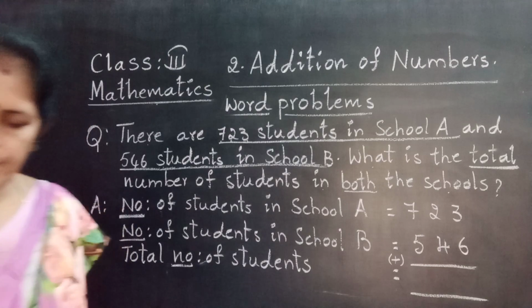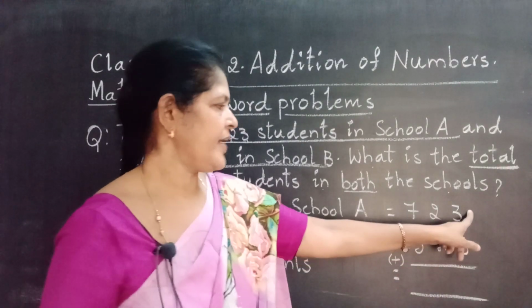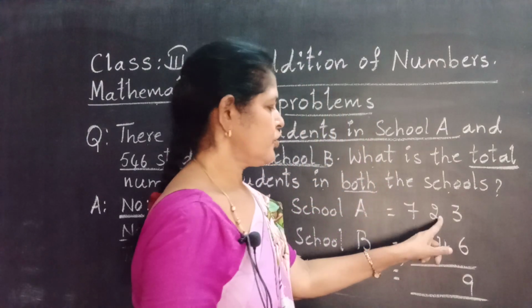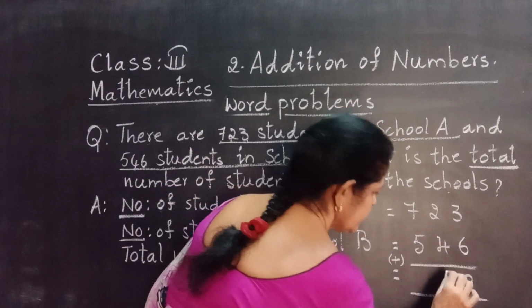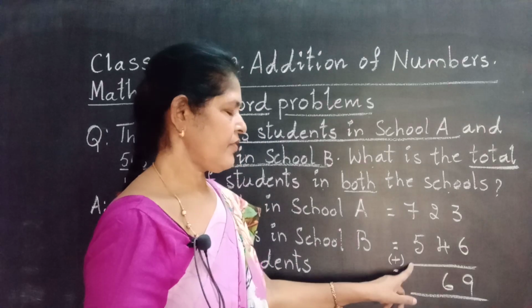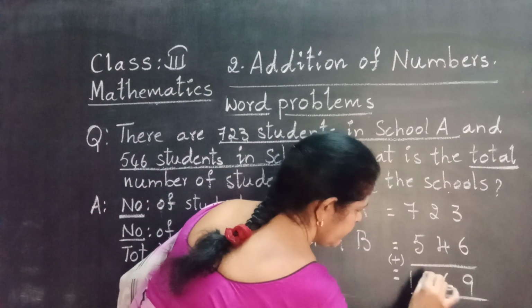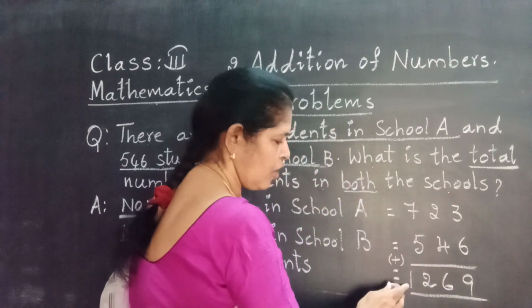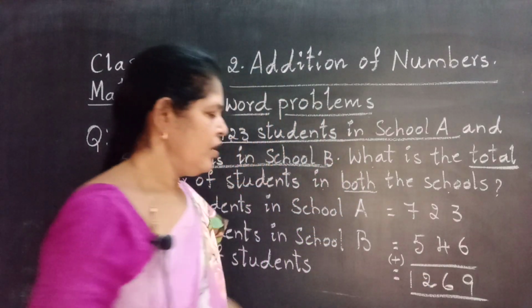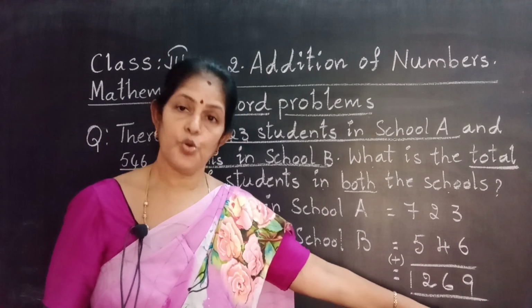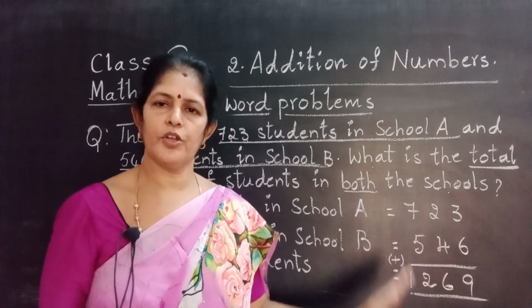Addition starts from the ones place. 3 plus 6, 9. Very good. Tens, 2 plus 4, 6. Very good. Hundreds, 7 plus 5, yes, 12. This is going to thousands. 4-digit number. 1269 students in both the schools.